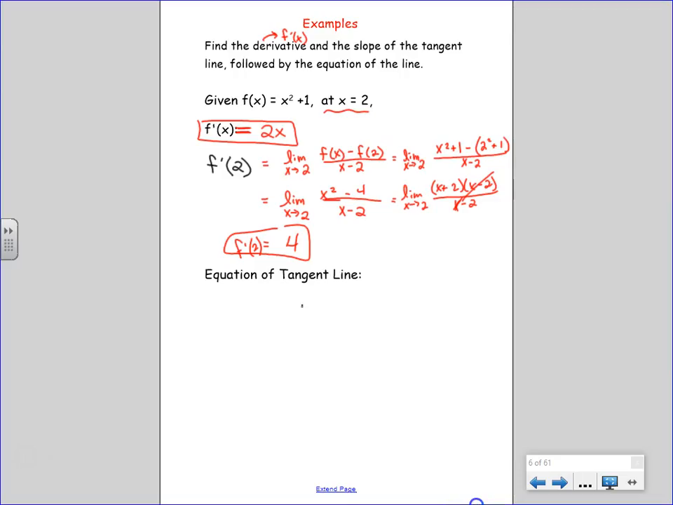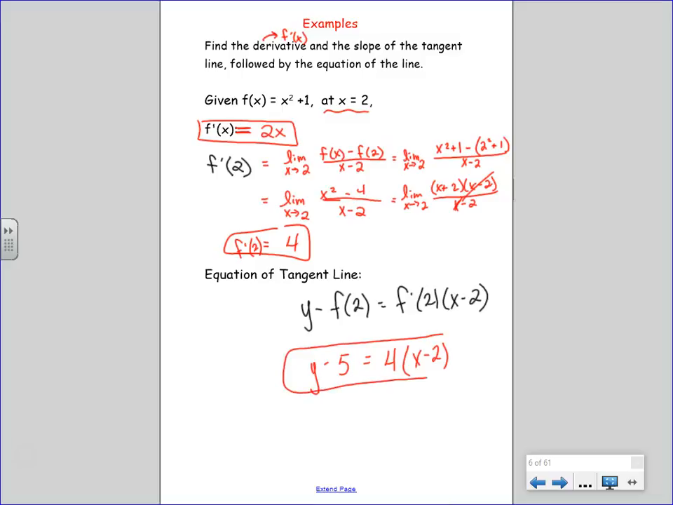Y minus y1, or in this case, technically, y minus f of 2 equals f prime of 2 times x minus 2. Who is my y1? They didn't give it to me explicitly, but who's the y at x equals 2? We found it. It was down here. Plug it in. 5. But we had to find it ourselves. Who is f prime of 2? 4. And who's x minus 2? Well, he is himself.